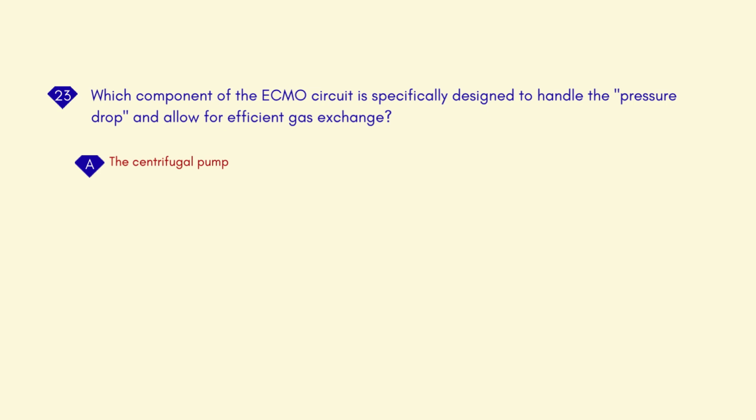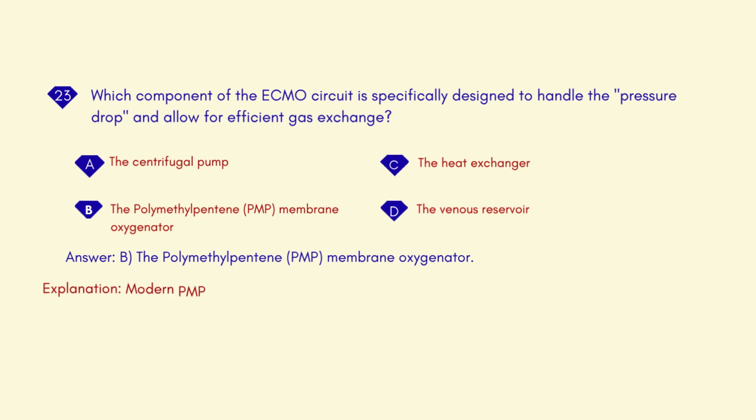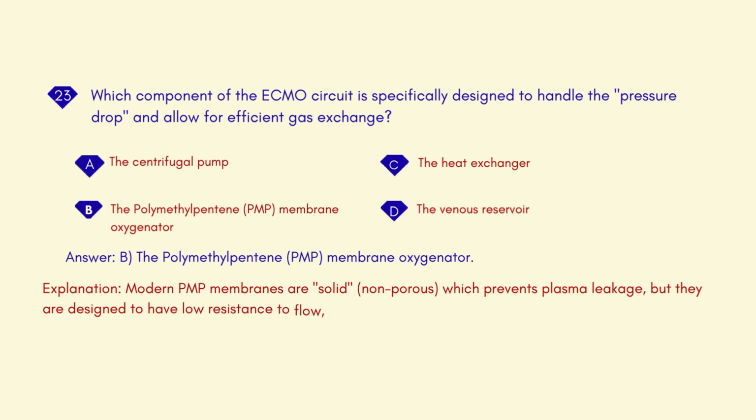Which component of the ECMO circuit is specifically designed to handle the pressure drop and allow for efficient gas exchange? A. The centrifugal pump. B. The polymethylpentene (PMP) membrane oxygenator. C. The heat exchanger. D. The venous reservoir. Answer: B. The polymethylpentene (PMP) membrane oxygenator. Explanation: modern PMP membranes are solid, non-porous, which prevents plasma leakage, but they are designed to have low resistance to flow, minimizing the pressure drop, delta P, while maximizing surface area for diffusion.